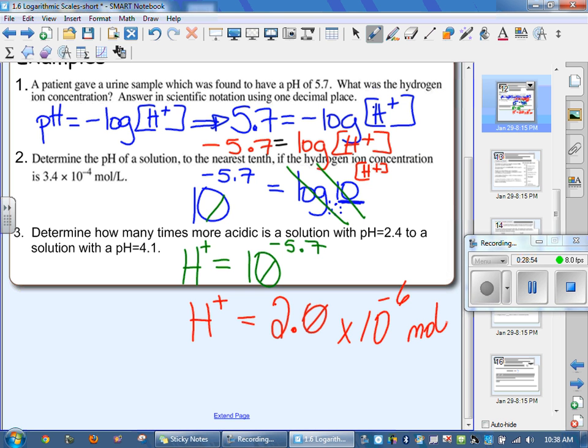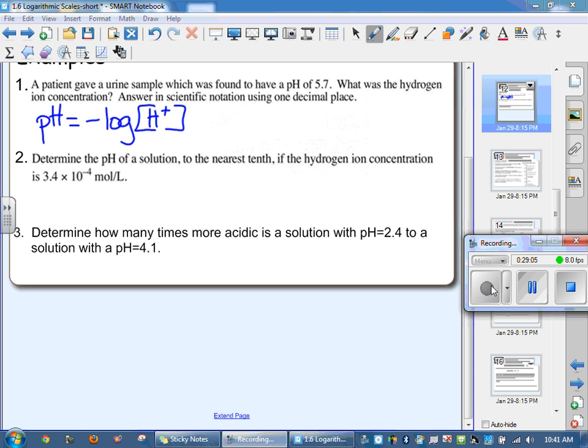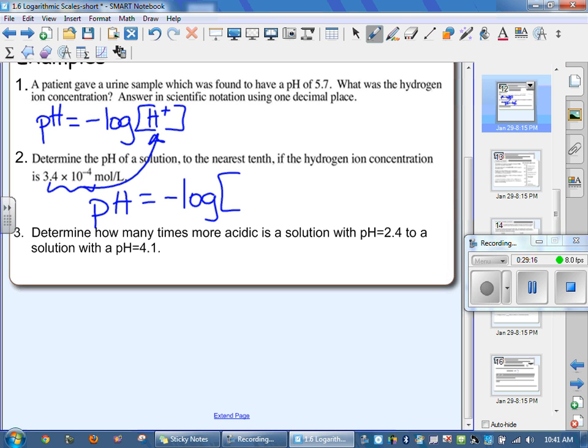Okay, so let's write number 2 out. It gives us the hydrogen ions, so that's going to go into the hydrogen ions in our actual equation. So I'm going to have pH equals negative log 3.4 times 10 to the negative 4, and then you hit enter. What are we going to get for a pH? Remember, pH is 1 decimal place, so round to 1 decimal place. 3.5, good. So your pH is 3.5 you should get. Okay, check your work.